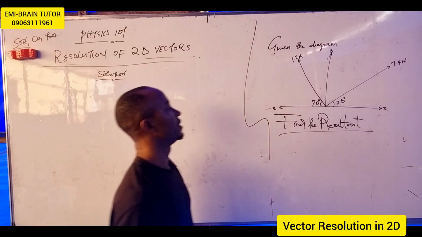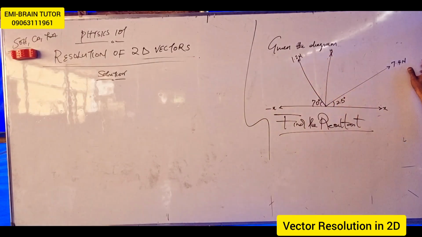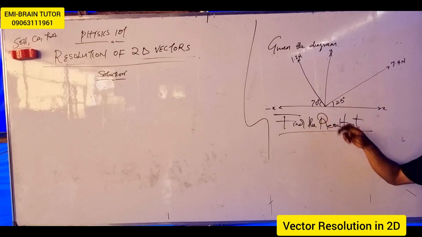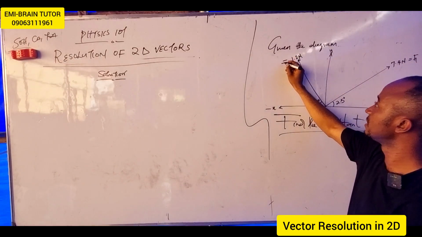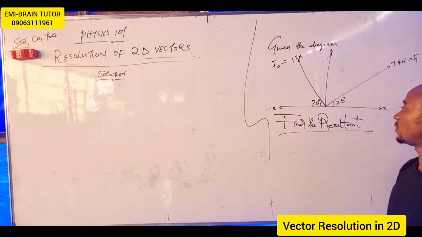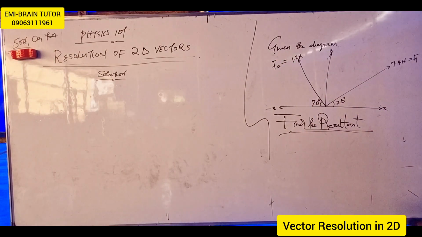Alright, let's look at this question. Look at this. We are given the diagram. We are given two forces here, acting at a point. Here we have our force F1, is that not? We have our force F2 here, and we have to find the resultant. Are you there? Now, what we do is to bring out the parameters, right?